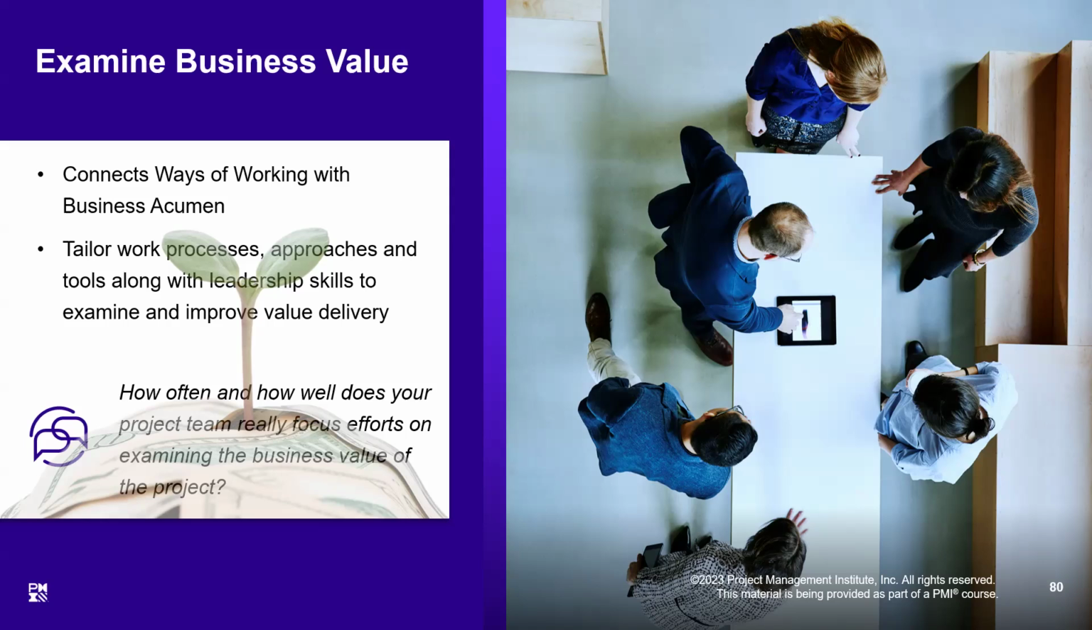Consistent value must be delivered, and you see and understand that in Agile we are delivering consistent, iterative delivery. So this does contribute to the business value, definitely. But even if you are doing a predictive project, you have to keep an eye on that. The question is, how often and how well does your project team really focus efforts on examining the business value of the project? Do you really keep that at the top of your mind when you are working on a project?